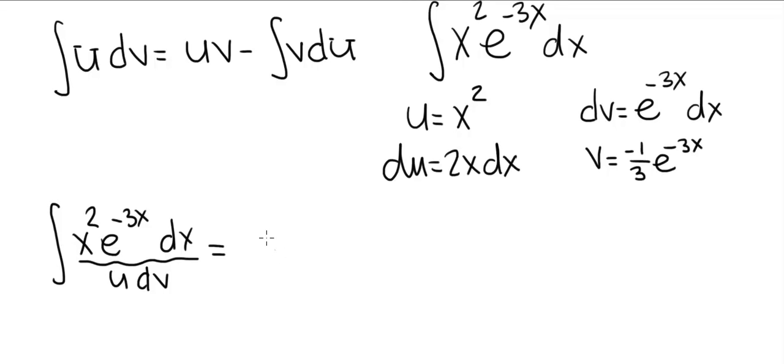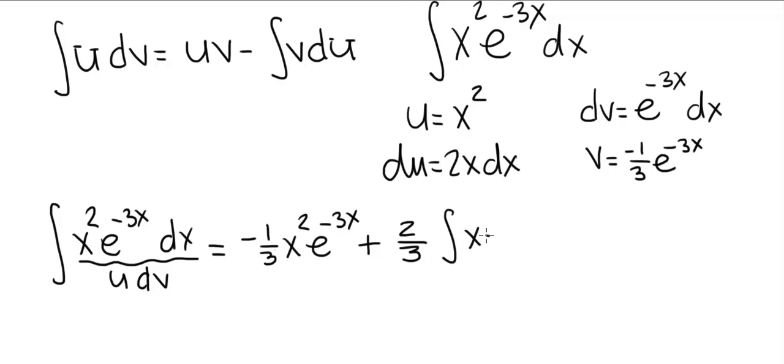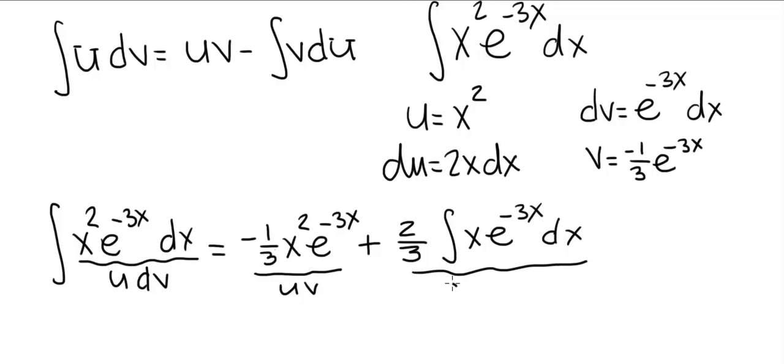U times v would be minus 1/3 x squared e to the negative 3x minus the integral of v du. Notice that v has a minus in it. That will make that minus into a plus. 2 times 1/3 gives us 2/3 times the integral of x e to the negative 3x. Now the integral on the right is the integral of v du, and it should be easier. You can see it's not perfect. We can't solve it immediately, but at least it's a little bit easier in that the power of x is now decreased from 2 to 1.